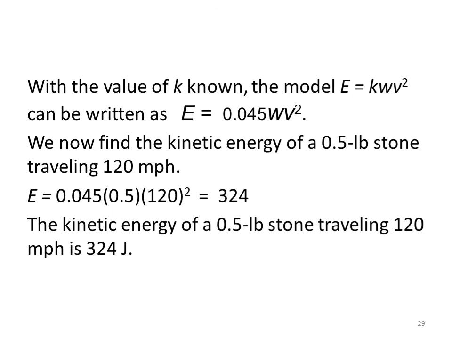Now we want to know the energy if the speed doubles to 120. The weight of the stone is still the same. Substitute 0.5 for the weight and substitute 120 now for velocity in that model. The energy now will be 324 joules. The kinetic energy for a stone that weighs half a pound traveling at 120 miles per hour will be 324 joules.